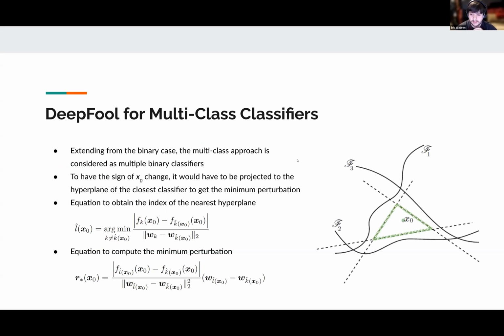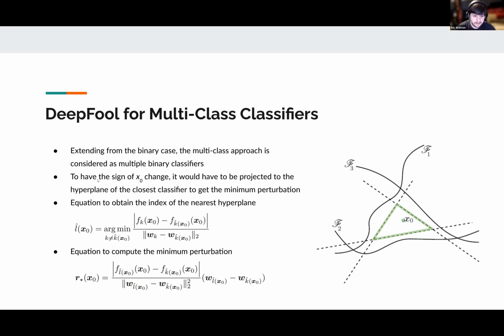So for the multi-class approach, they extend upon the binary case where they consider multi-class classifiers as multiple binary classifiers, as shown here, where you have a polyhedron. So in order to get the minimum perturbation needed, they choose the logit value that's the closest to getting an output that's not equal to the model prediction.